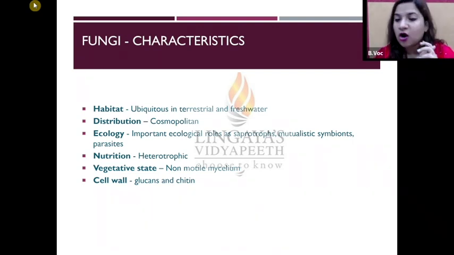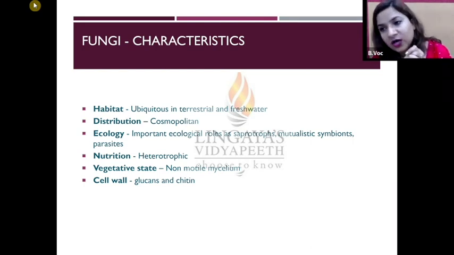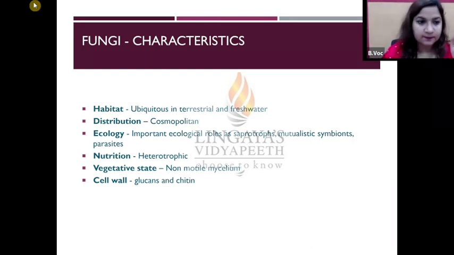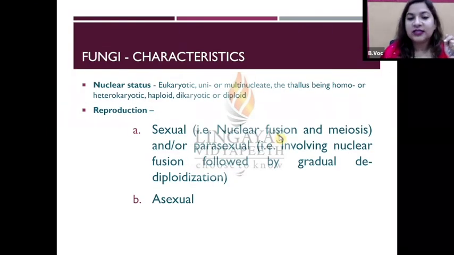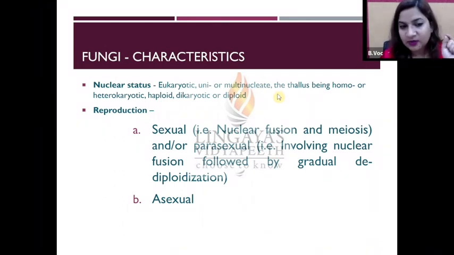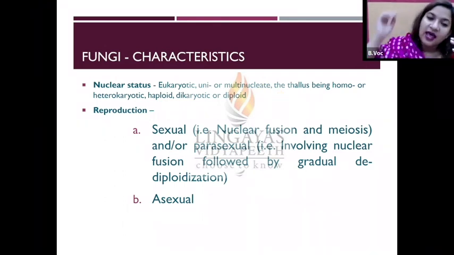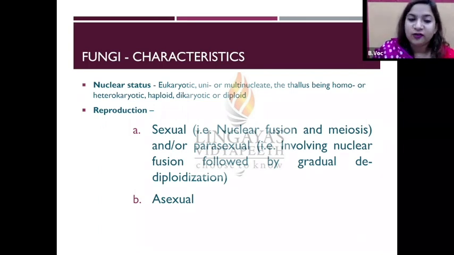Vegetative state: non-motile mycelia are there. The cell wall is composed of glucans and chitins. If we talk about the nuclear status, it consists of uni- or multinucleate cells. There can be a single nucleus and there can be multiple nuclei also. The thallus is homo- or heterokaryotic. They may be haploid, dikaryotic, or diploid also.